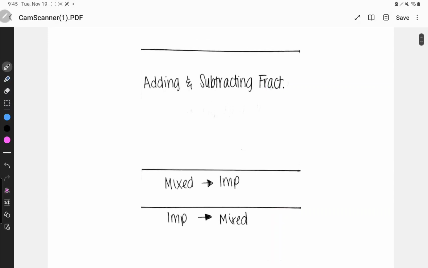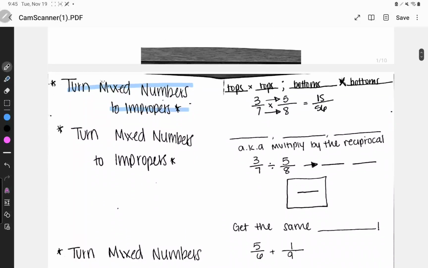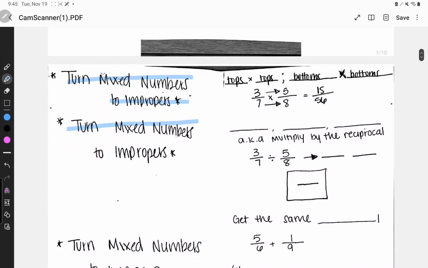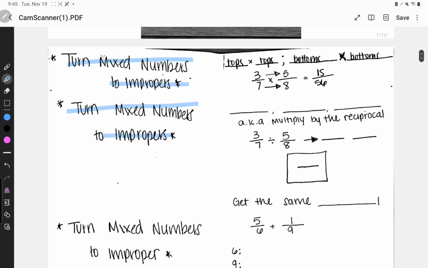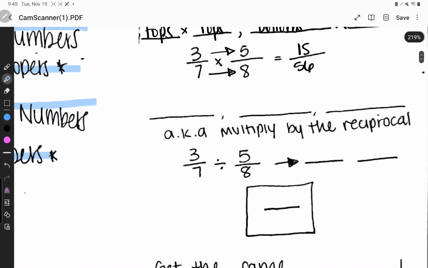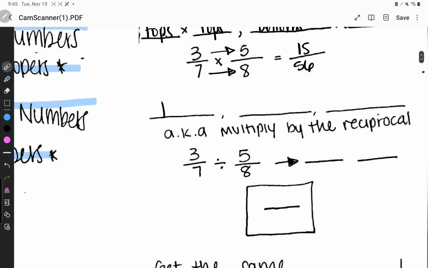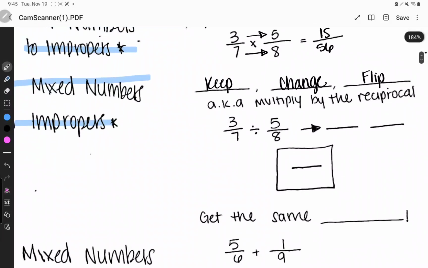Then the next slide is talking about dividing fractions, and when you divide fractions, you also need to make sure that you turn mixed numbers into improper fractions. When we divide fractions, we keep, change, and flip. But the big thing to remember is that is also known as multiplying by the reciprocal, because I'm pretty sure when you make it to next year, they're going to ask you to say multiplying by the reciprocal.